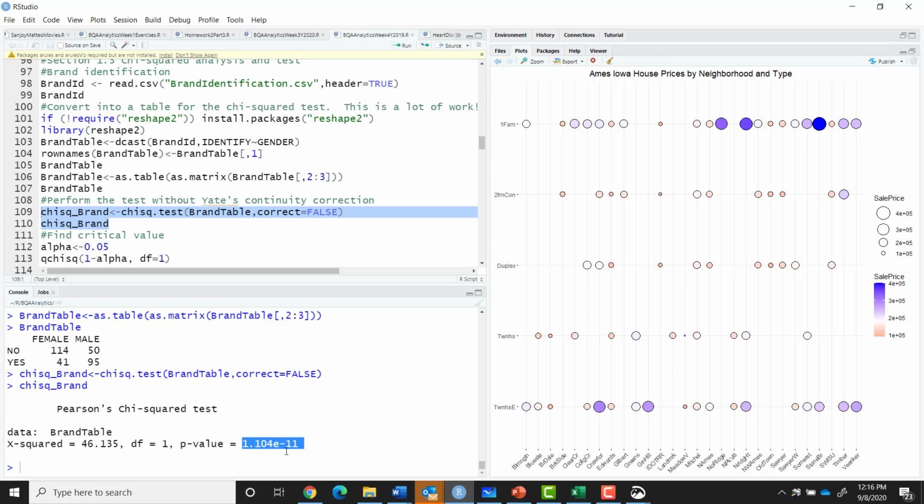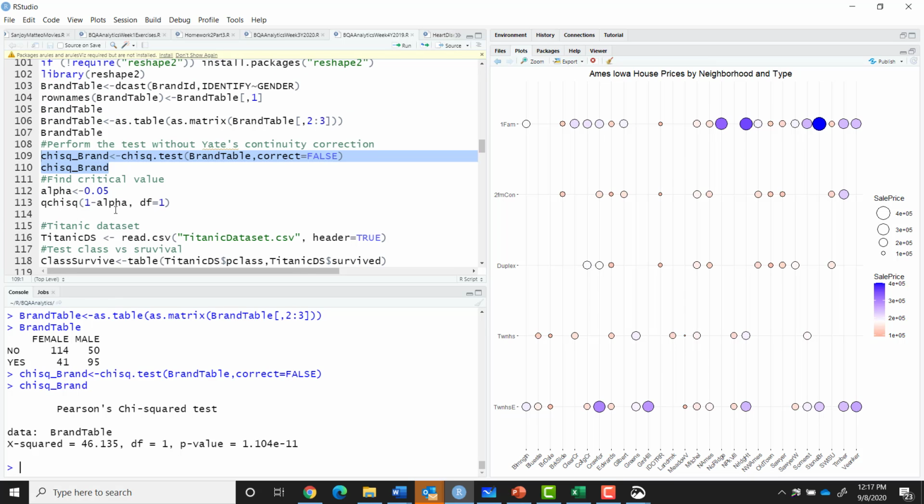So we look at our p-value, and you can see just by the ratios that this was really strongly associated. So we reject the null hypothesis of independence, and we have this incredibly low p-value, which is lower than any alpha we can find.